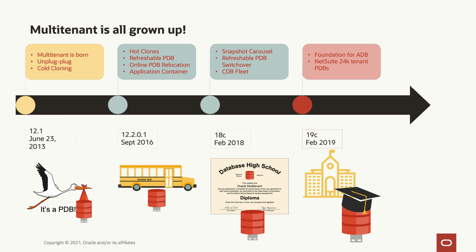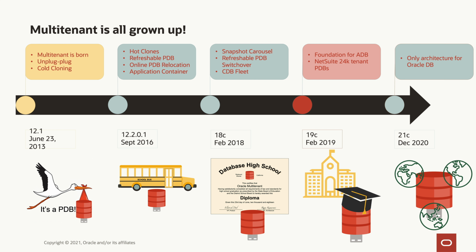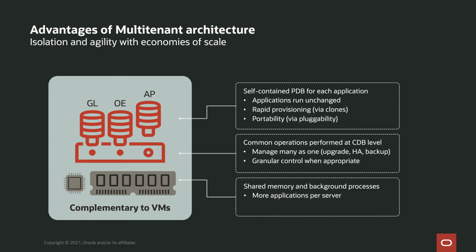Multi-tenant is the foundation for autonomous database. We have completed the massive upgrade of NetSuite with 24,000 tenant PDBs. And now, with 21c, we have a responsible citizen of the world. From 21c onwards, this is the only architecture of Oracle Database. Oracle Multitenant delivers the full promise of the database cloud: isolation and agility with economies of scale.